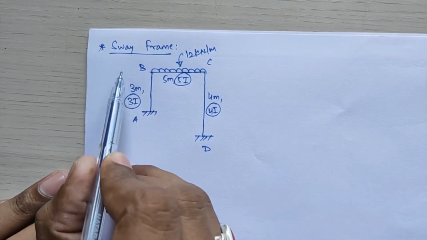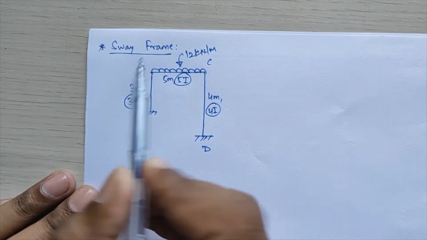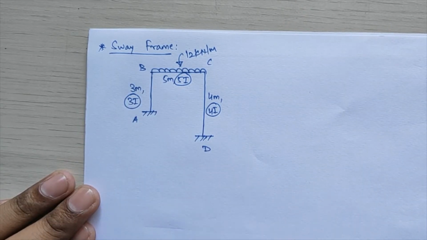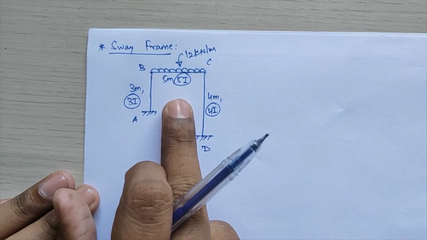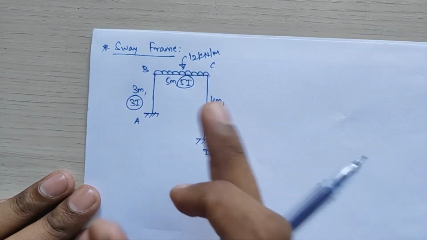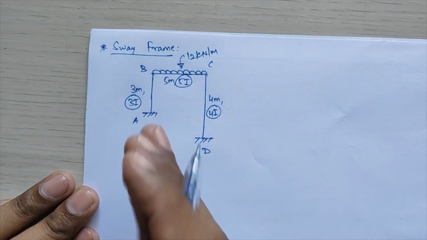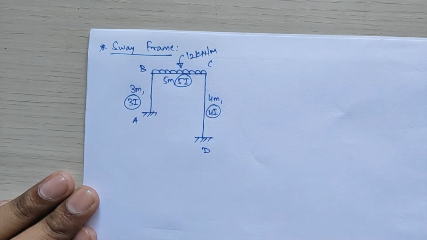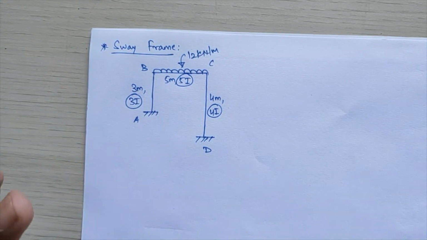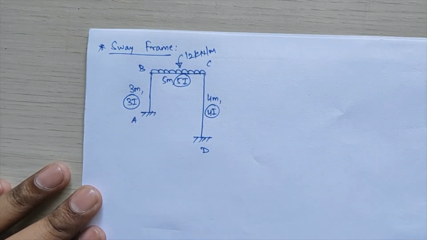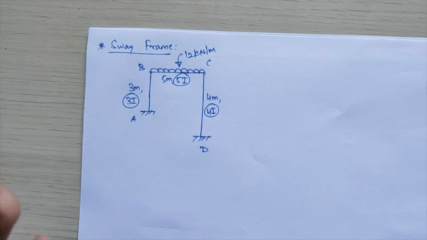Now in this case your lateral loading is not given to you, but due to this difference in the geometrical properties of your frame, this frame will be classified as a sway type of portal frame. If your geometrical properties remain same, if I cut this section at the center and the properties remain same on both the sides of the section, then that frame will be called a non-sway frame. But here your geometrical properties are different, so your frame will be classified as sway type of portal frame.